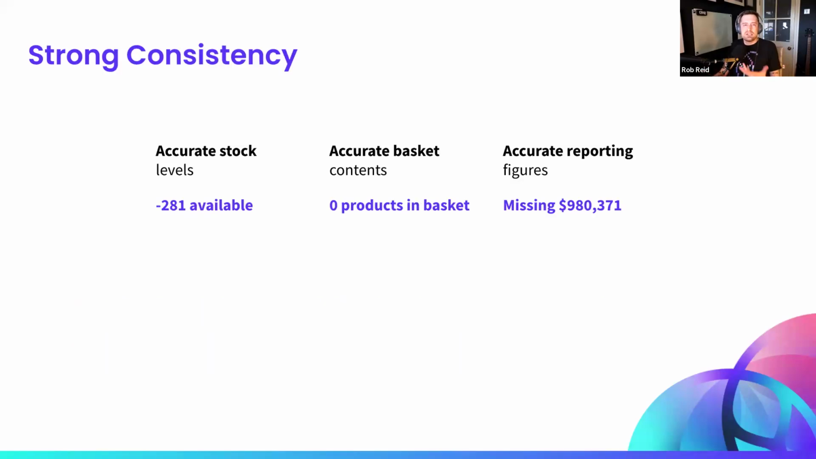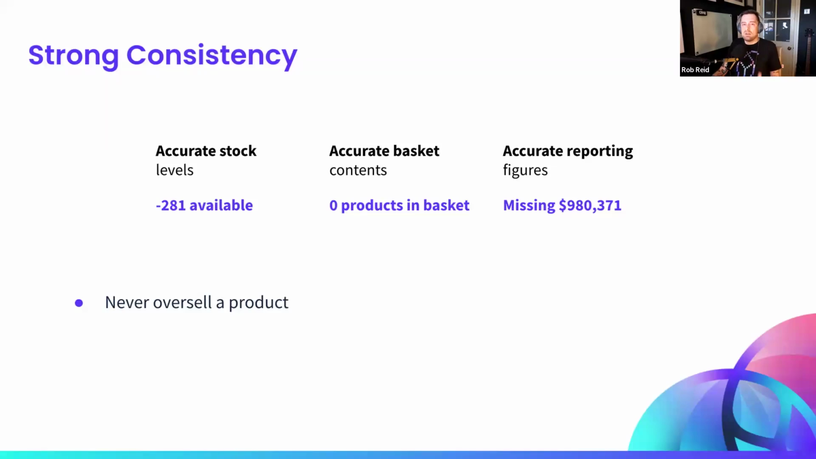Strong consistency is table stakes for any application, and retail is no exception to that. If your database isn't consistent, you might be reporting inaccurate stock levels. A customer might come to their basket at checkout and find that they've got no products in their basket because of a consistency issue. Or you might fail to account correctly. You might invalidate your balance sheet simply because of consistency errors.